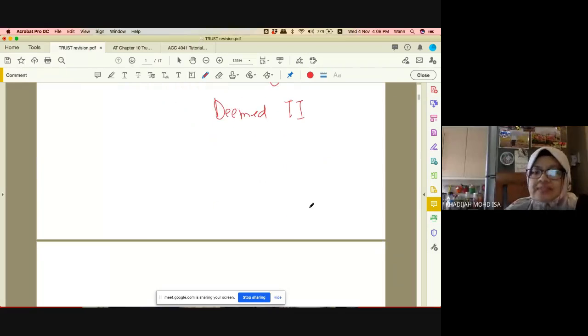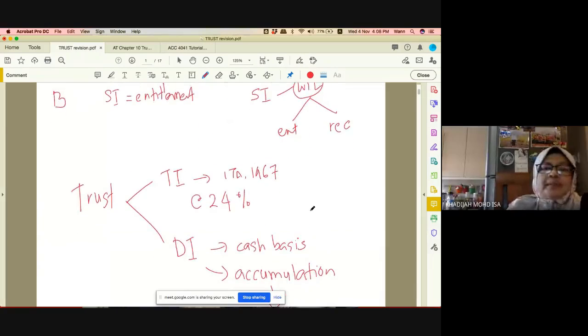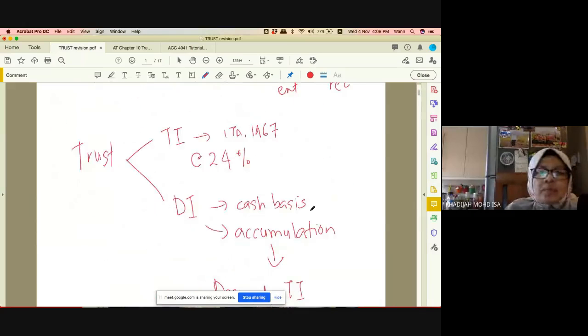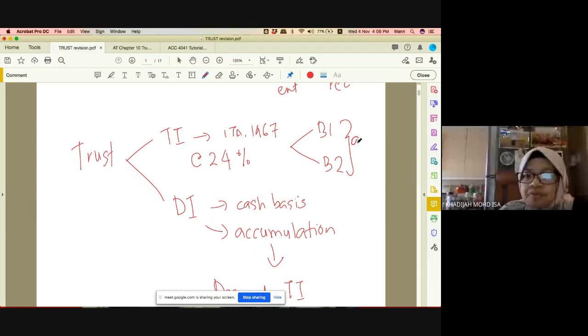Remember that when you compute the total income of the trust, this is what you are going to give to the beneficiaries, beneficiary 1 and beneficiary 2, and the beneficiary level is always assessed at gross. Even though tax has been paid on the total income by the trustee, we are going to assess whatever is received by the beneficiary at gross.